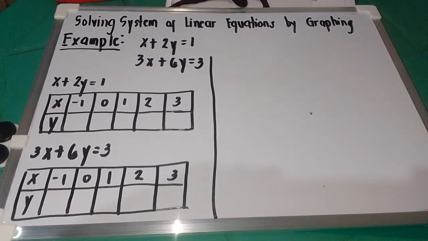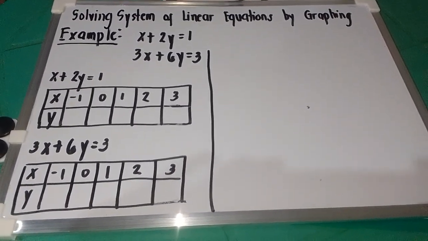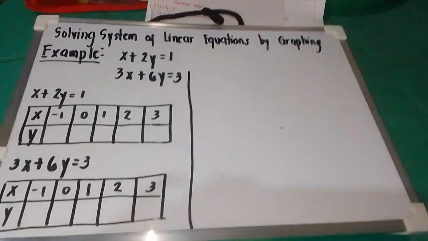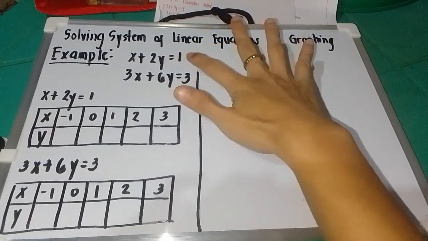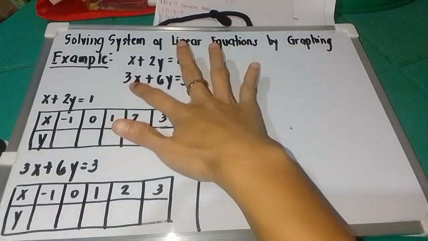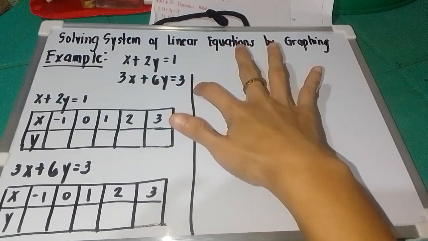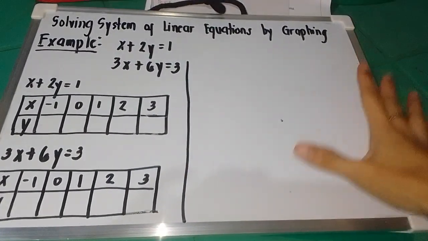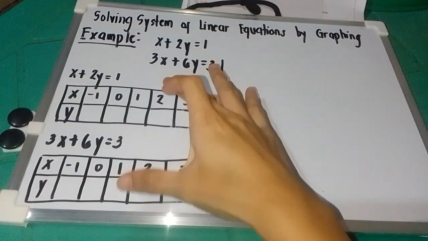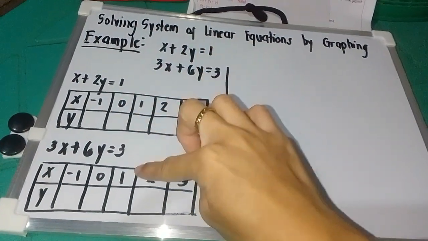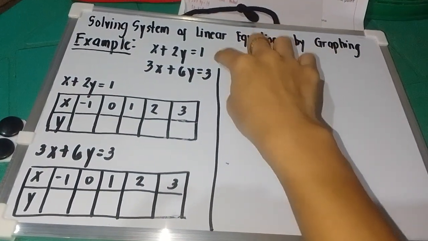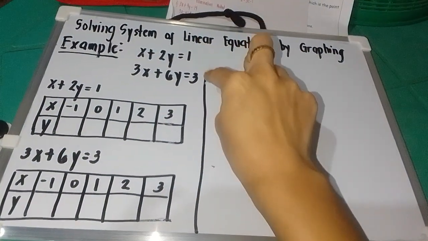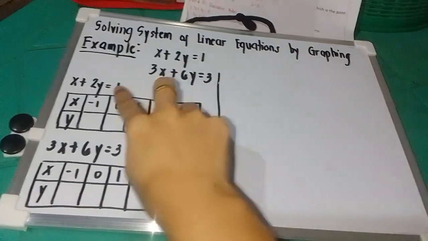Hello everyone, this is the second part for another example in solving system of linear equations by graphing. So we have here the given example, x plus 2y equals 1 and 3x plus 6y is equal to 3. Now, before plotting the points in the Cartesian plane, we will construct the two tables of values, one for each linear equation. There are two linear equations.